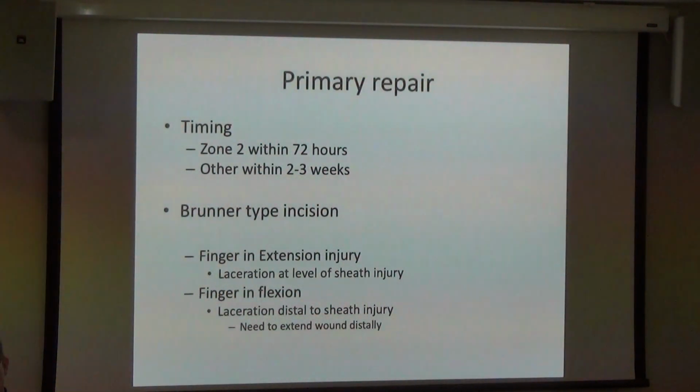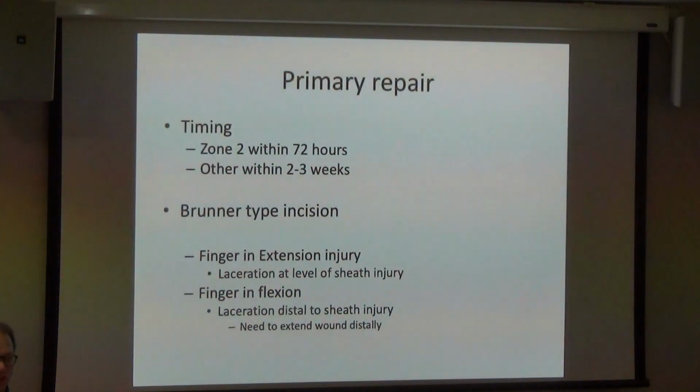Zone 2 injuries are always soft tissue, there's no bony avulsion, so they need to be repaired pretty quickly because they get avulsed back. Everything else, apart from the soft tissue zone 1 ones, can be repaired within 2 to 3 weeks.